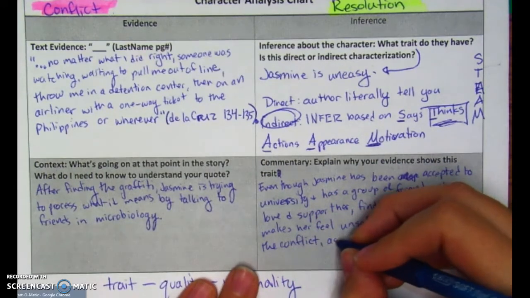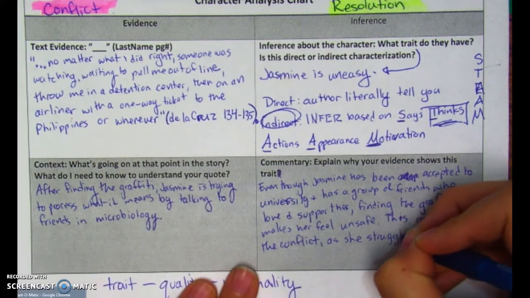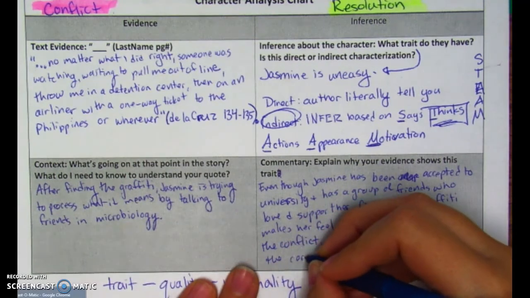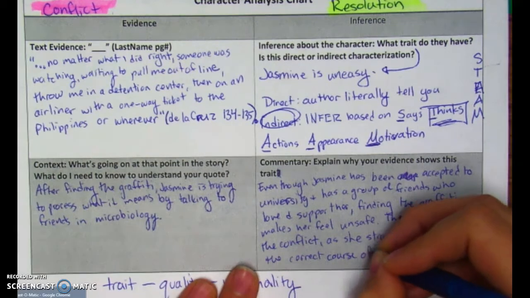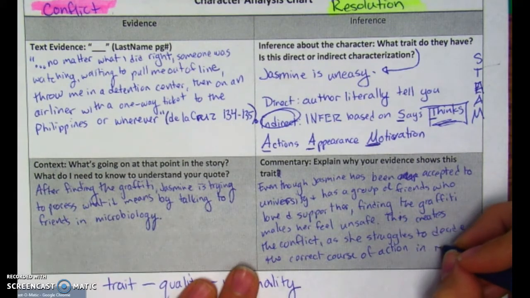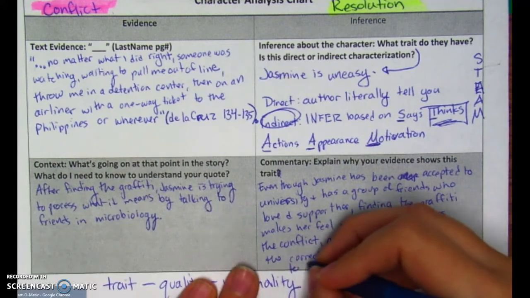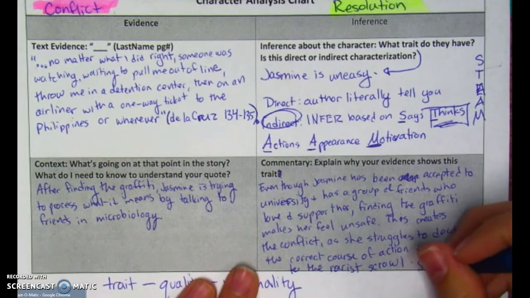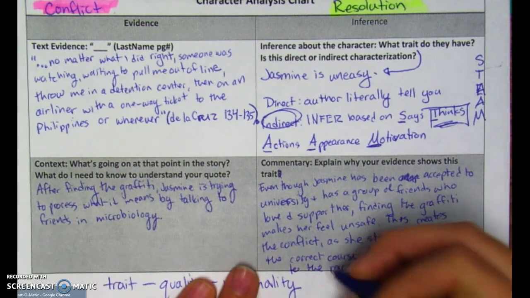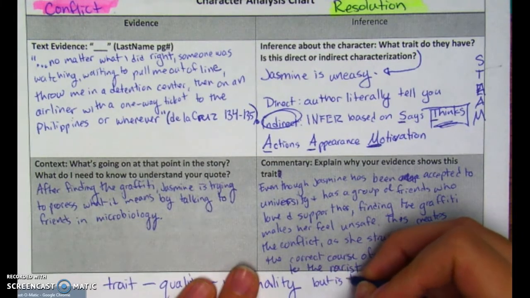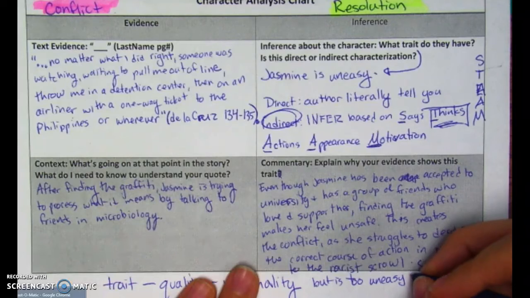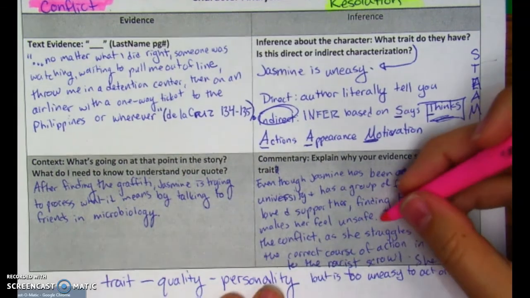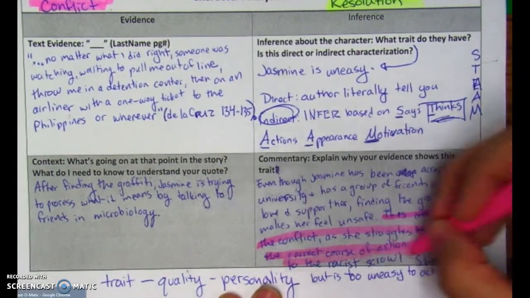As she struggles to decide the correct course of action in response to the racist scrawl. She thinks, but is too uneasy to act or speak. Okay, and again, I'm going to highlight where I talk about and tie it into the conflict, just as a reminder to myself that I've already taken care of that part of my prompt.